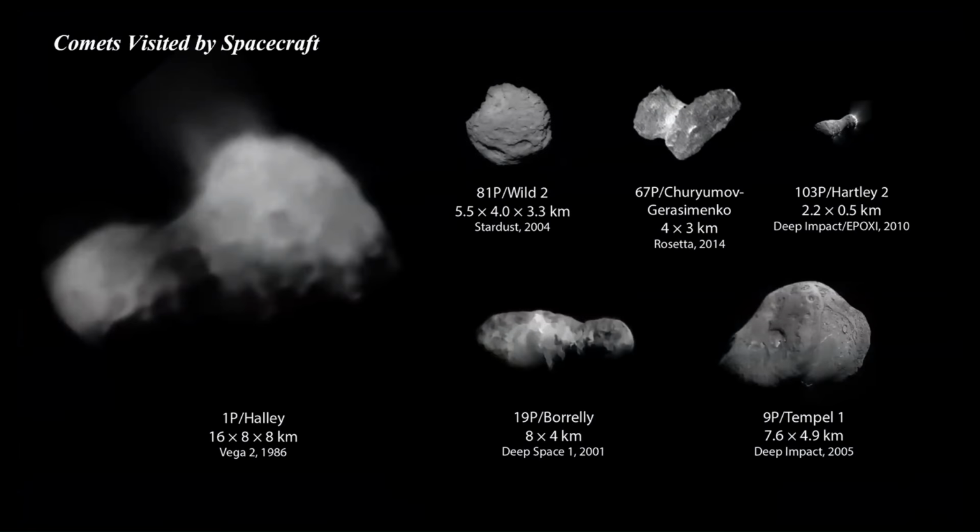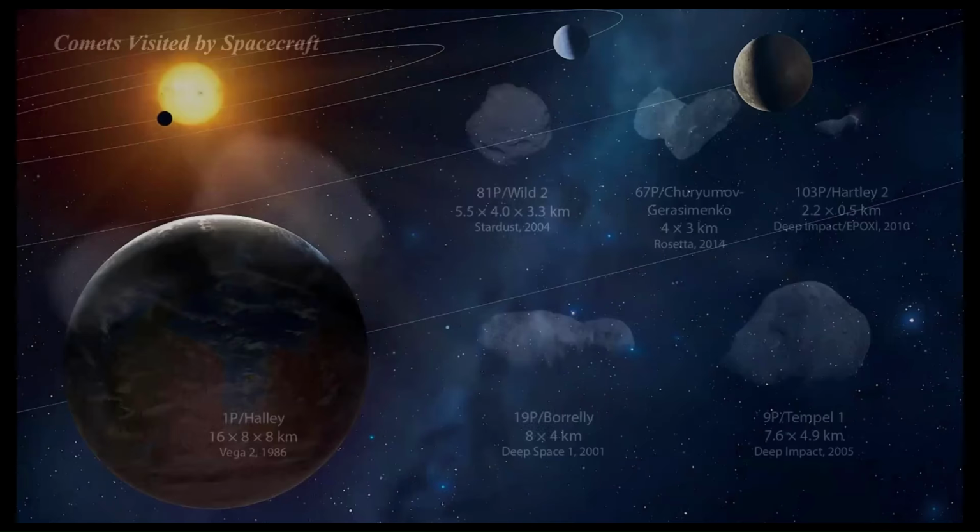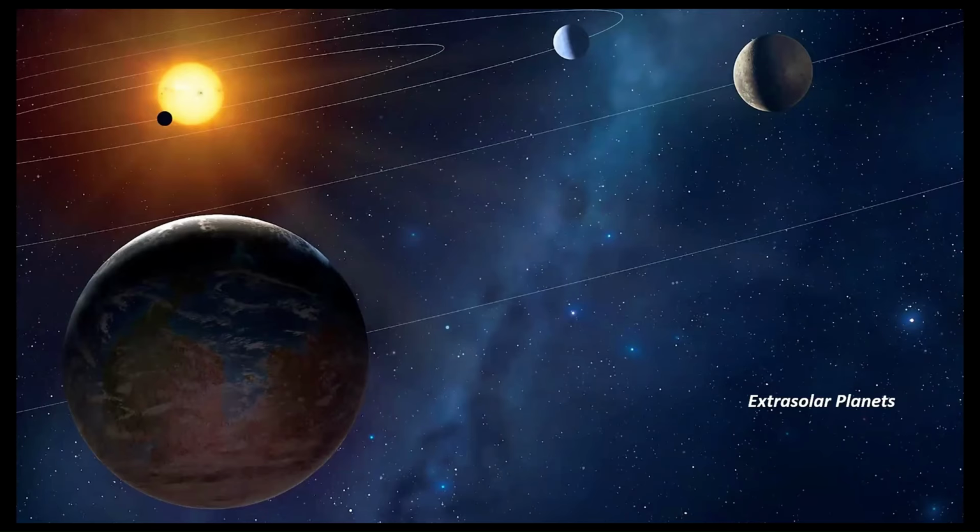And we have gotten some close looks at some dirty snowballs. Here is, of course, the most famous one, Halley's Comet, as the European probe got to see it back in 1986. And then we saw Wild 2 in 2004, Churyumov-Gerasimenko, which the Rosetta spacecraft orbited for over a year, and several others, Hartley 2, Borrelly, and Tempel 1. So we have had some close-up looks at comets. Now we'll briefly move beyond the solar system to other planets that orbit other stars that we call extrasolar planets.